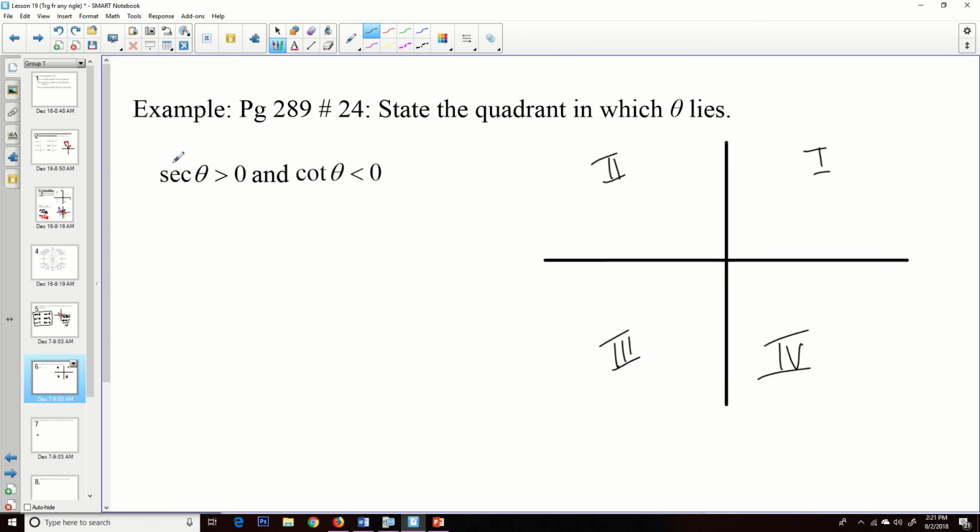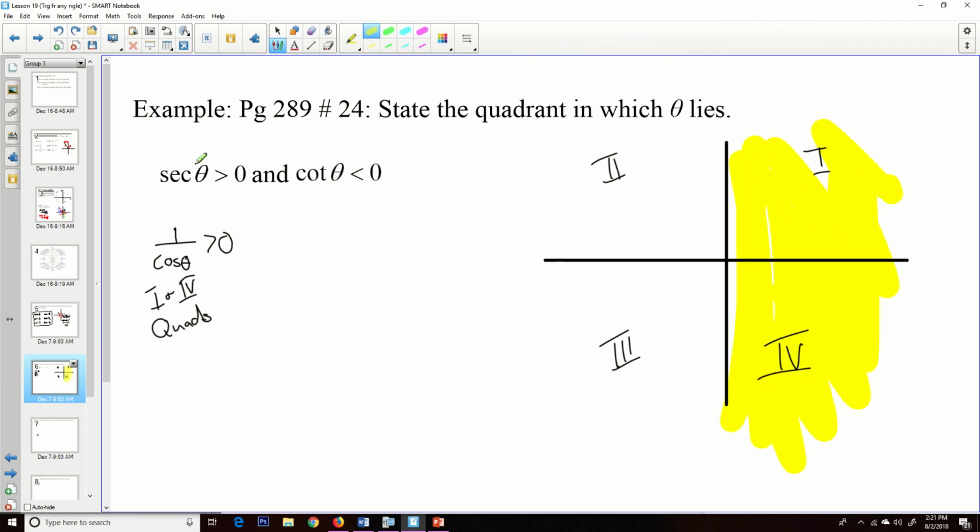And so what quadrant does it lie in if the secant is greater than 0? Okay, so secant's greater than 0, that means 1 over cosine theta is greater than 0. Okay, well, if 1 over cosine is greater than 0, then the cosine has to be positive. So I get positive divided by positive. So cosine is positive. The x values are positive in the first and fourth quadrants. So let's just shade that in with a highlighter here. So secant theta is greater than 0 where we shaded yellow.